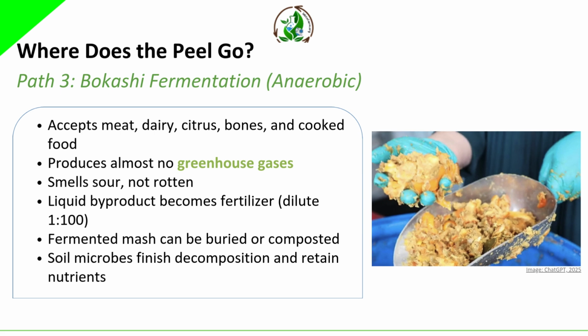Bokashi has several unique strengths. First, it's versatile. You can include foods that normally cause problems in compost. Second, emissions are very low. There's virtually no methane or carbon dioxide released during fermentation. Third, the byproducts are valuable. The bokashi tea, or liquid runoff, can be diluted and used as fertilizer, and the fermented mash enriches soil when buried. It's a small-scale, low-tech solution with surprisingly big benefits. Imagine a classroom or cafeteria using bokashi buckets instead of sending scraps to the dumpster.